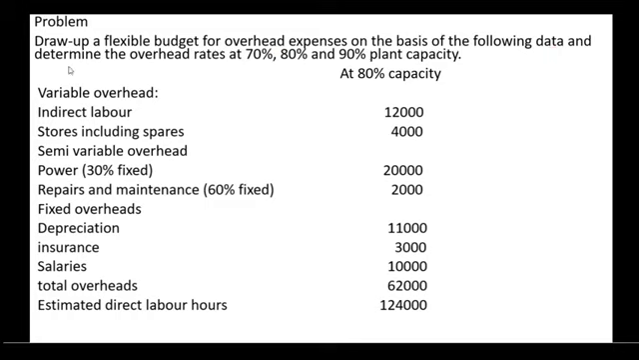And determine the overhead rates at 70%, 80% and 90% plant capacity.